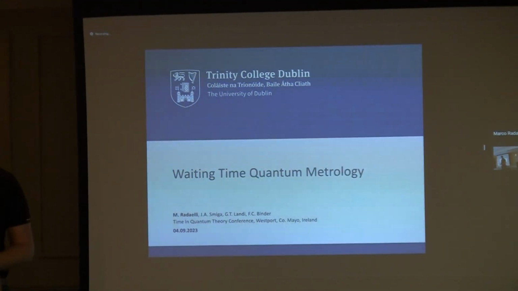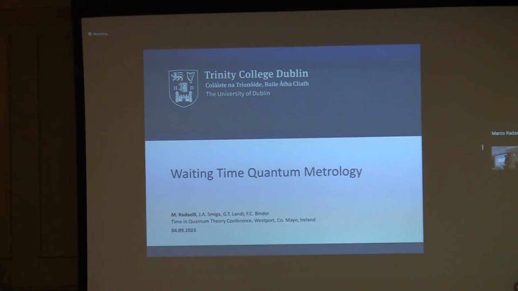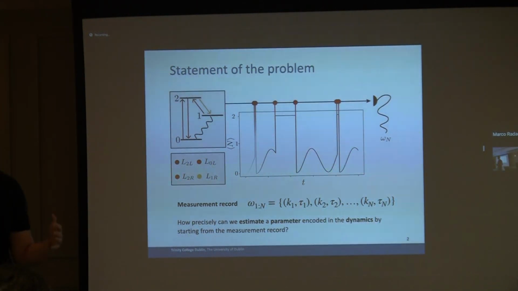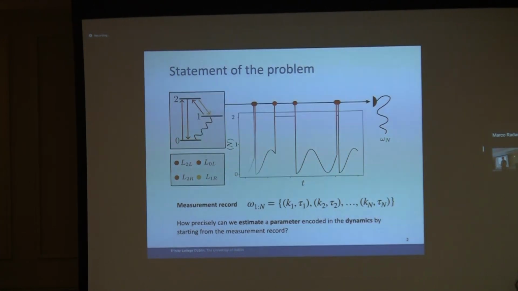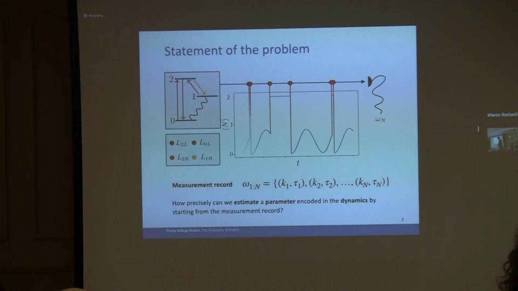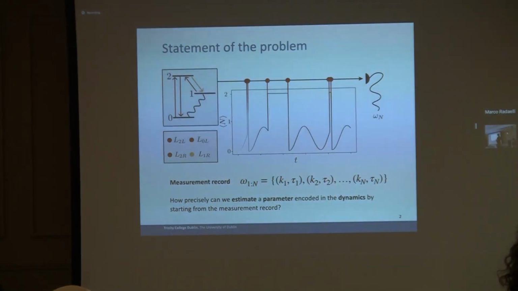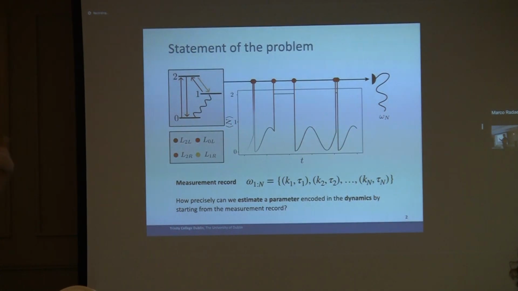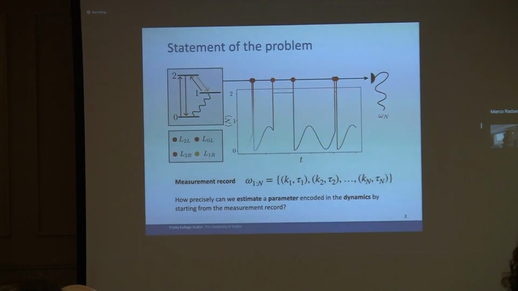So, waiting time quantum metrology. Let us assume that we have some kind of physical system, and the system only spits out signals at discrete times. We can have different signals. An example, which we can keep in mind for the entire presentation, is the usual 3-level maser model. So we have 4 different kinds of emissions, of quantum jumps, and they are all localized in time.